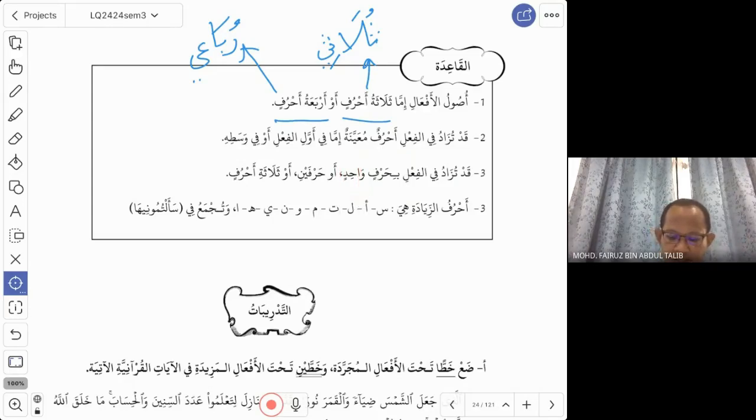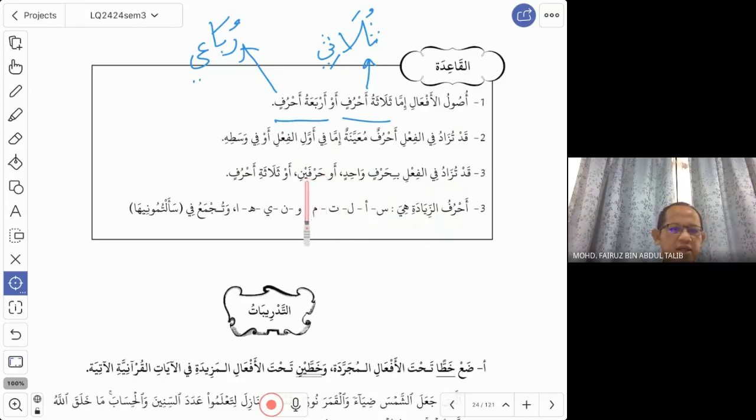Okay. So these additional letters, imma, can be either fi awwalil fi'li, in the beginning of the fi'l, aw fi wasatihi, or in the middle of the fi'l. As you have seen in the previous examples, you can have the additional letter in the beginning or in the middle of the fi'l. Now, this is about the additional huruf. Raqam salasa, waqad tuzadu fil fi'li. So this is similar to the previous jumlah. Qad tuzad, sometimes it is added to the fi'l bi harfin wahid, with 1 letter. So sometimes you see 1 additional letter.